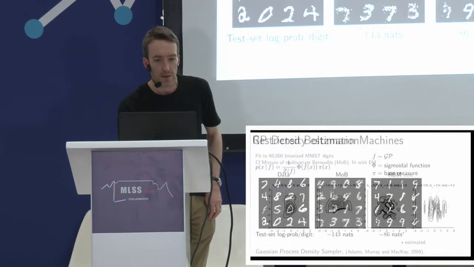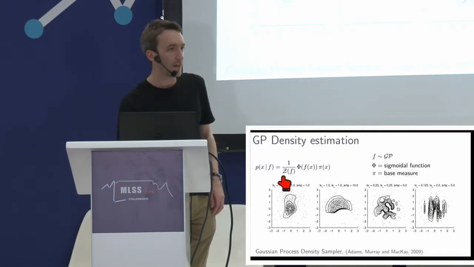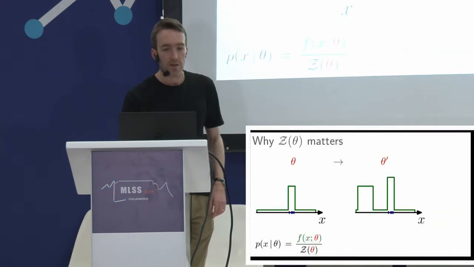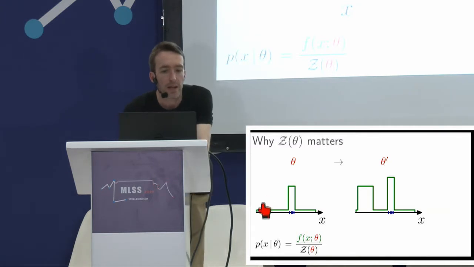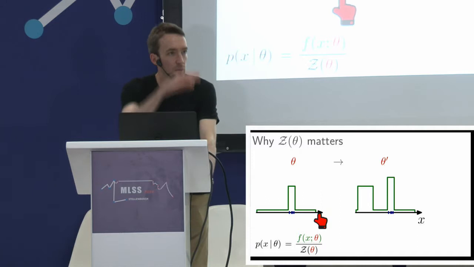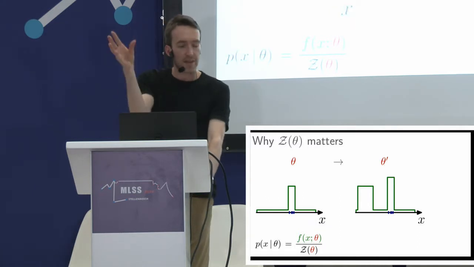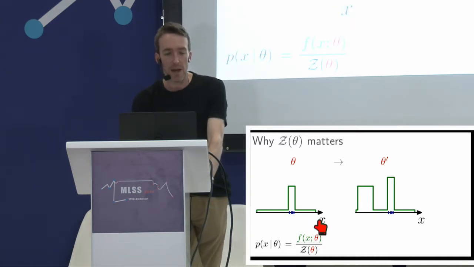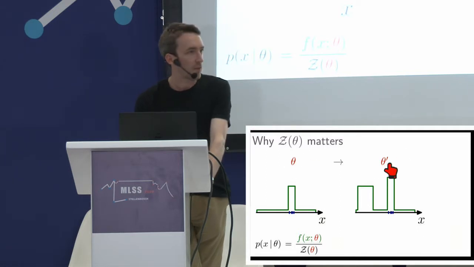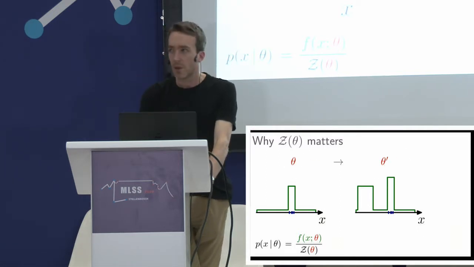I've got this Z here, and in the Gaussian process model, I had this Z. I think it's just worth understanding what that means, and it is relevant to various other bits of machine learning. So we're modeling a green positive function, the exponential of a Gaussian process, or this undirected graphical model that says how compatible the variables are. And our parameters control the shape of that green function.